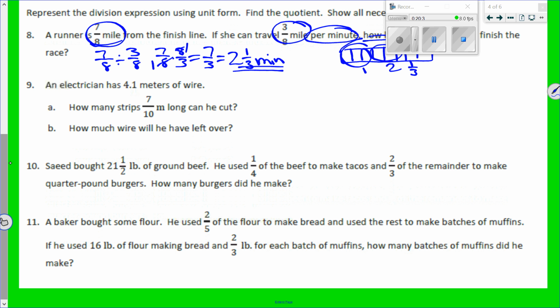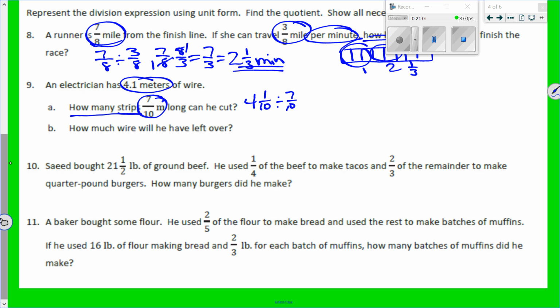Next one, he has 4.1 centimeters of wire. How many strips of 7 centimeters long can he cut? There's our question. Big problem on this one, they gave me a decimal and a fraction. Can I do those straight off as a decimal and a fraction? No, I have to have the same format. So I have two choices. I can make that a decimal or just a fraction. Since we're dealing with fractions right now, I'm going to go that way. So I can rewrite 4.1 as 4 and 1/10, and I'm dividing it into 7/10 sections, correct?